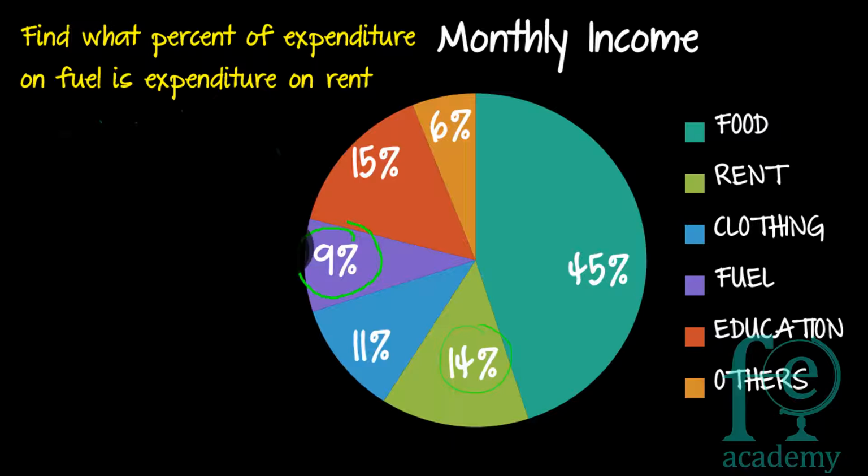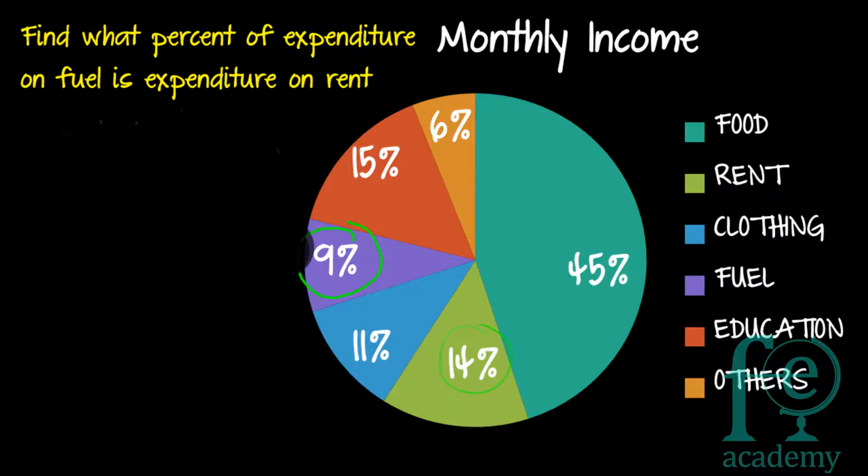Third question: find what percent of expenditure on fuel is expenditure on rent. So what is the given question? You have to find out the expenditure on rent as a percentage of expenditure on fuel. Find what percent of expenditure on fuel is expenditure on rent. So that is the given question. Here you can see that 14% is representing the expenditure on rent and 9% is representing the expenditure on fuel.